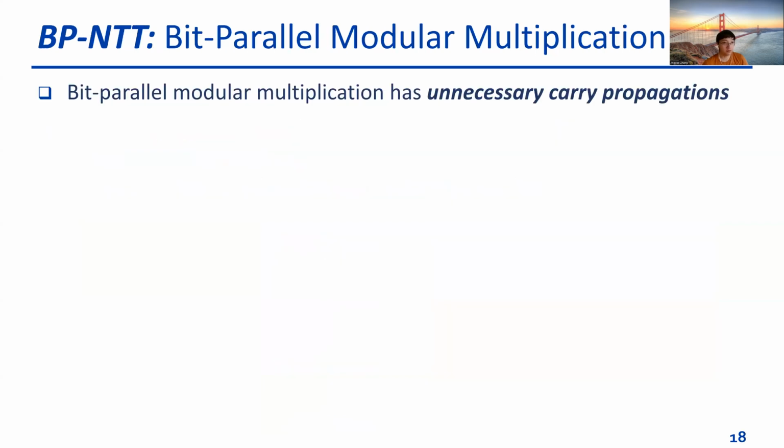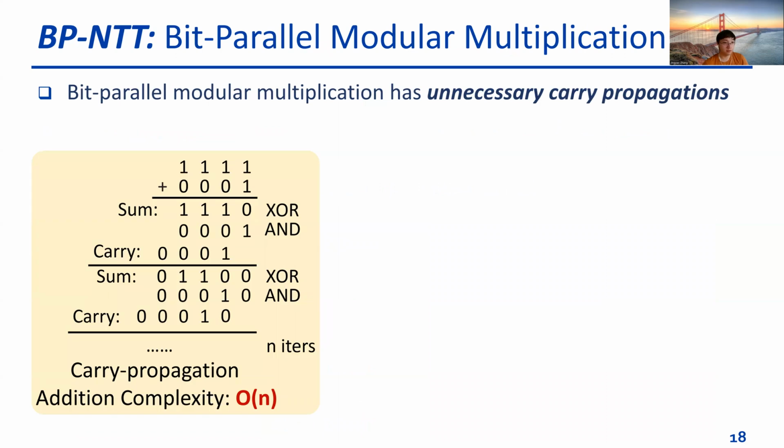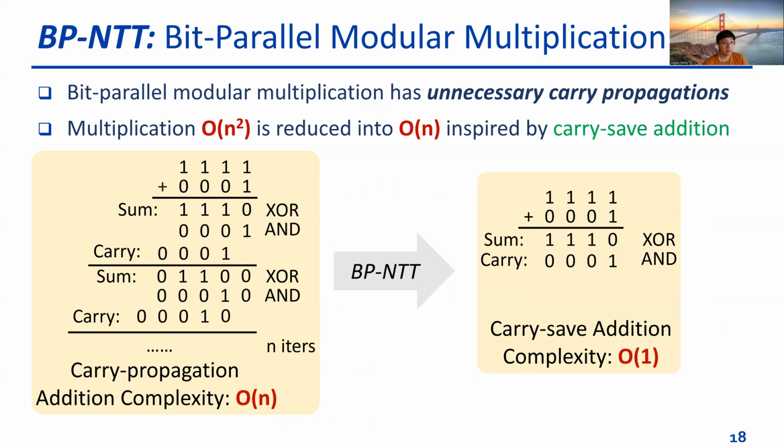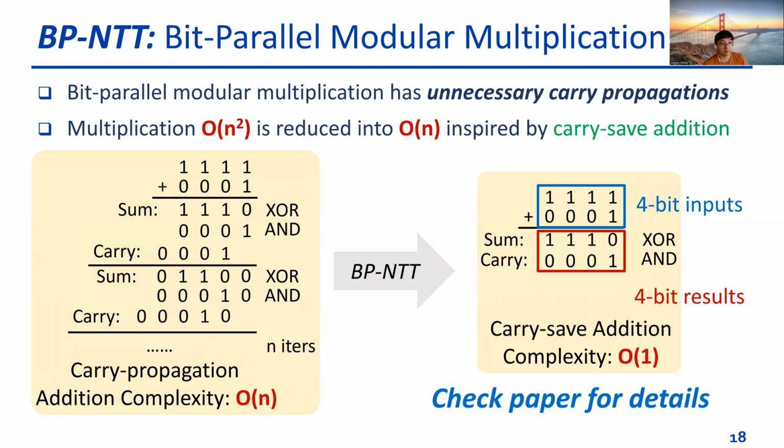To avoid unnecessary carry propagation, we propose a carry-safe-based bit-parallel modular multiplication algorithm. The main contribution is that we reduce the addition complexity from n to constant by using the carry-safe concept. In addition, only 4 bits are required to store inputs and results, thus high parallelism is maintained. Please check our paper for details.